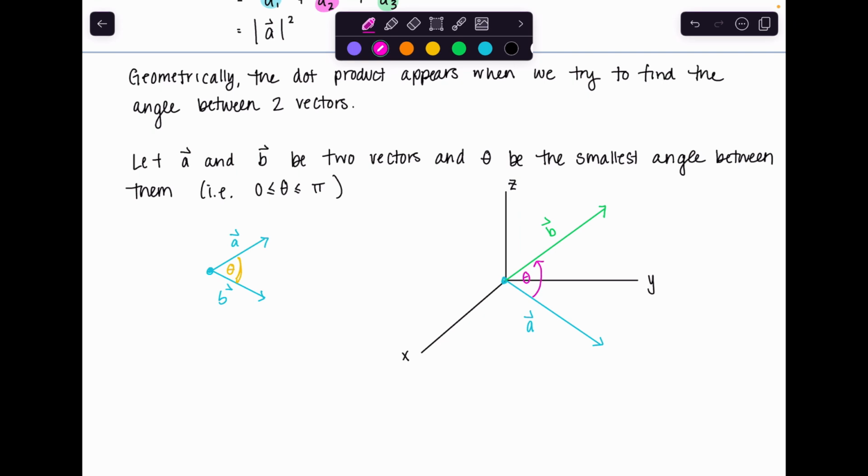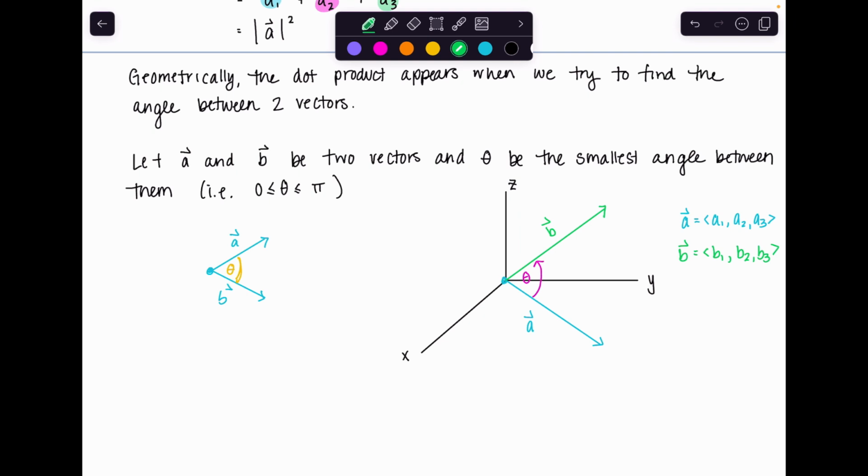The vector A, we're going to say, has the components A1, A2, A3. And then the vector B, got to make sure my notation is right, that I put that bracket, has the components B1, B2, B3. Okay.